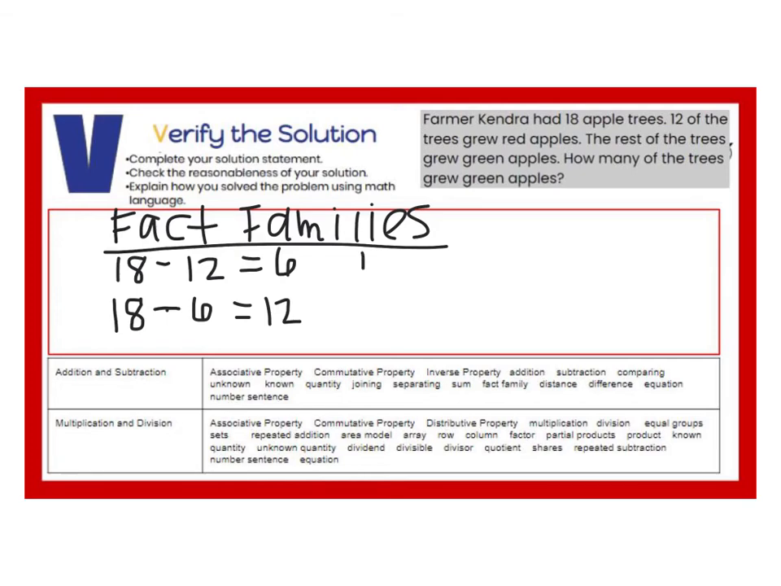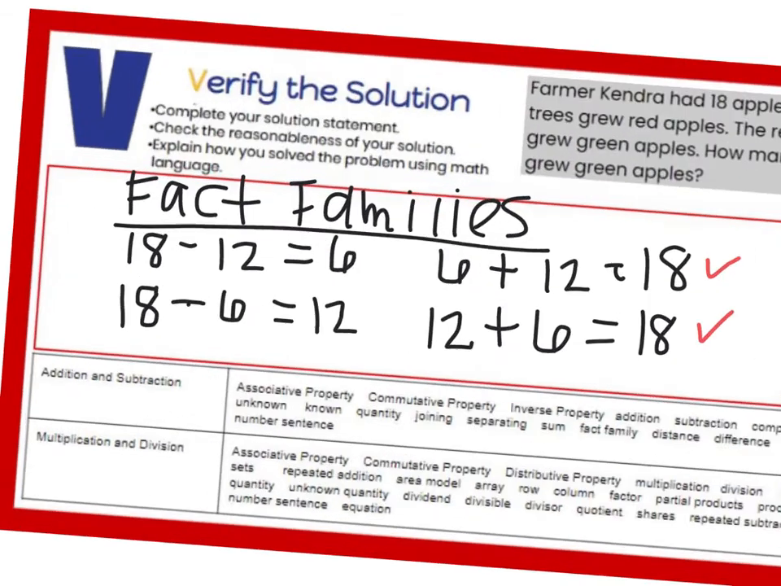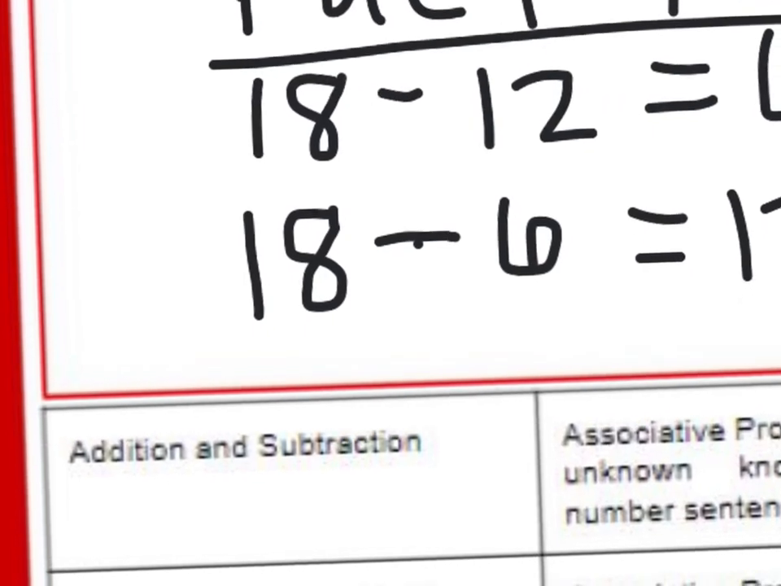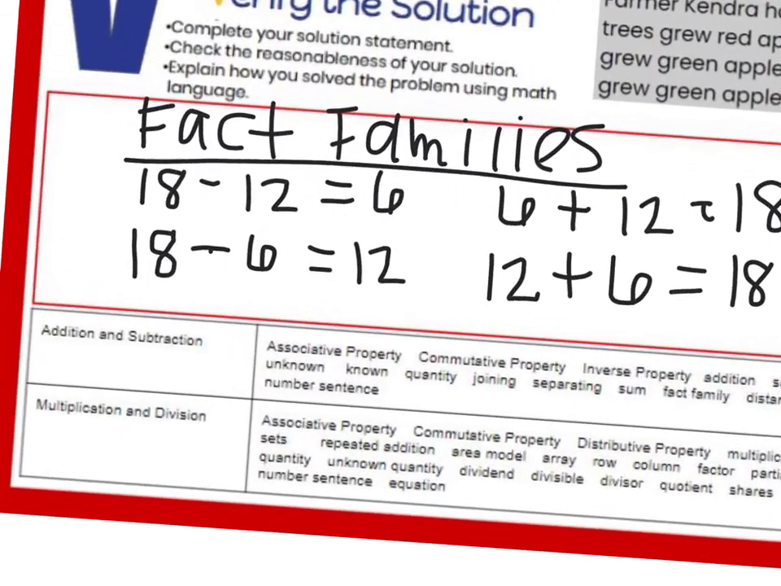So remember, we start off with the total, 18 minus 6 is equal to 12. And then this is how we're going to verify our solution. So we know that if we add 6 plus 12, we should also get 18. Or we can add 12 plus 6, and we should also get 18. Okay? So this verifies our solution.